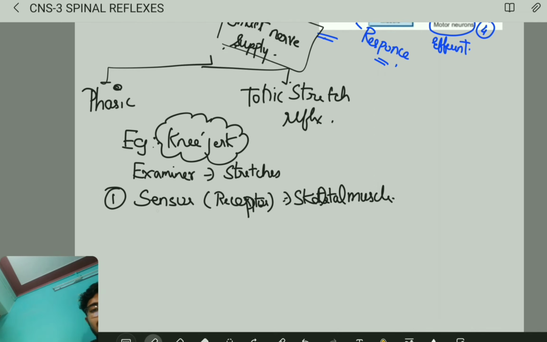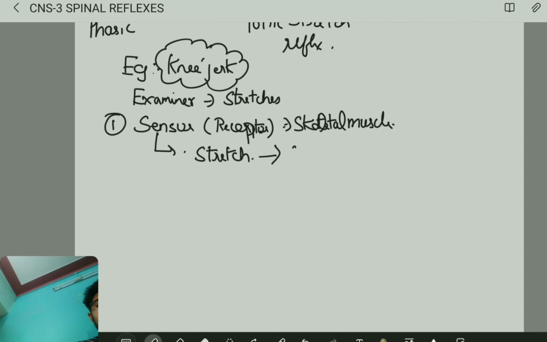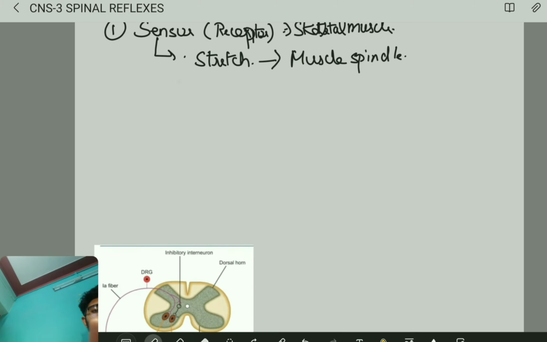Now when this sensor senses the stretch we saw, when it stretches, what really happens? We will see. It stretches mainly the muscle spindle in the skeletal muscle. Muscle spindle. What is this muscle spindle? Listen carefully. This is how you draw the muscle, right? Okay.